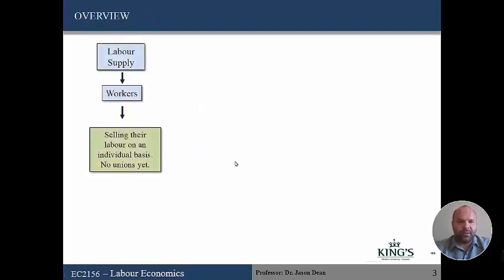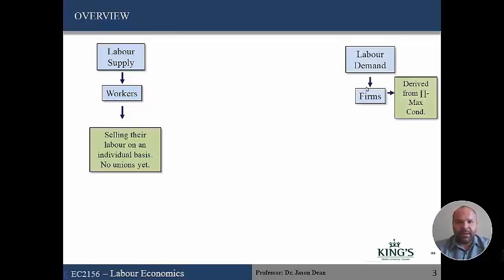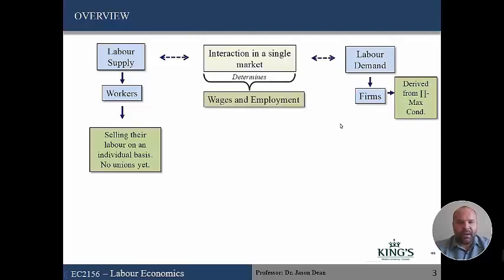Okay, so let's look at an overview here. So in terms of labor supply, we have workers, they're selling their labor on an individual basis. We learned about the labor supply curve. We learned a model that we can derive the labor supply from. We looked at labor demand, and labor demand is a result of firms' profit maximizing behavior. Okay, and so labor supply and labor demand interact in a single market, and that determines the wage and employment levels for a specific skill set of workers.